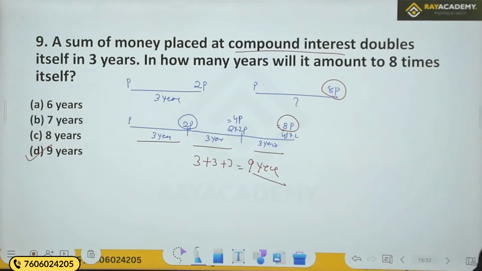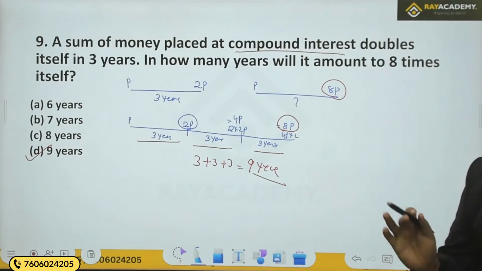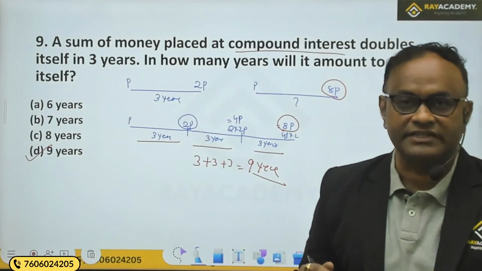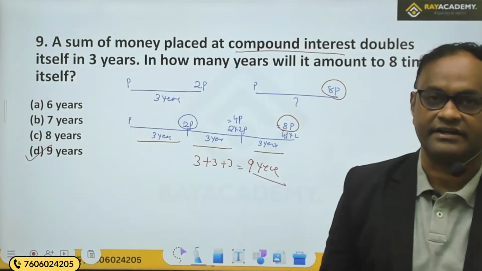So this is the logical way of solving this question. The method for simple interest is different and for compound interest it is different. Revisit both the things and then you will understand.